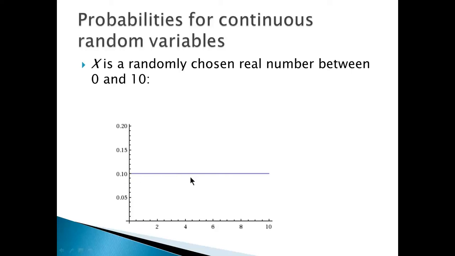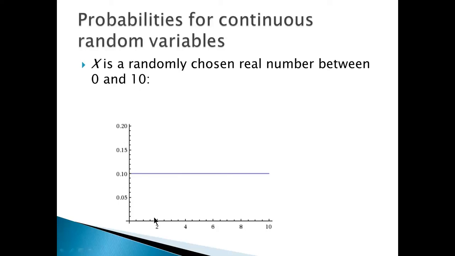So this picture shows the possible values of X on the x-axis, 0 through 10, and we've got a height of 1/10 here, 0.1, so this whole area under the curve is 100%. And the probability that X is in some range is given by the area under this straight line over that range. That's kind of complicated, so let's just look at an example.